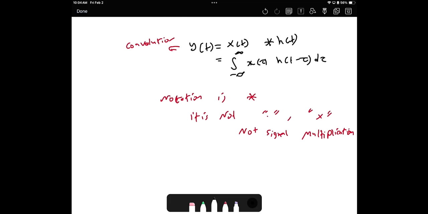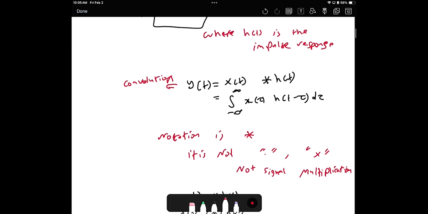Sometimes we can write it as x of t star h of t. Maybe other references write it as a star with a circle, h of t. Whatever, you can put the circle or not, just focus on the star. This is the same notation. Okay? Again, this is convolution.